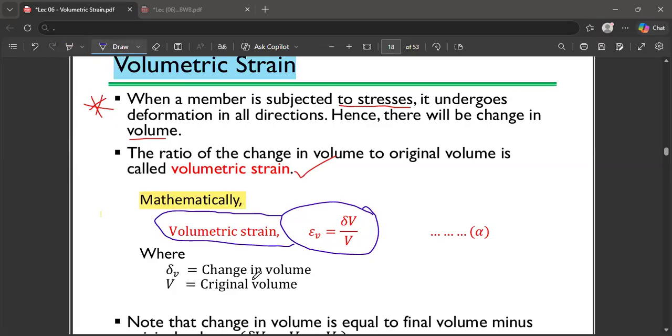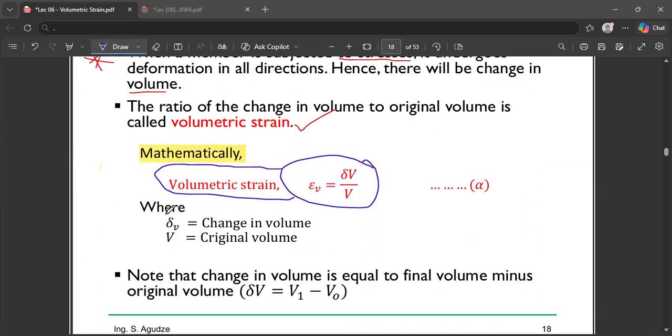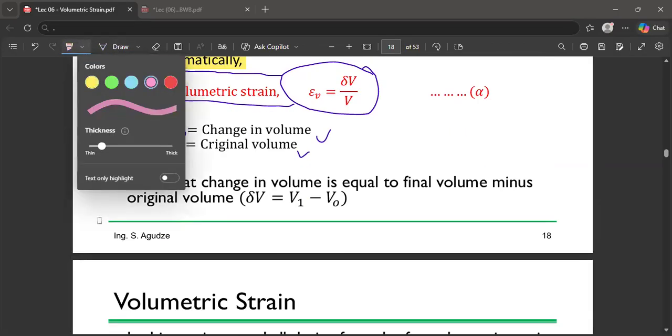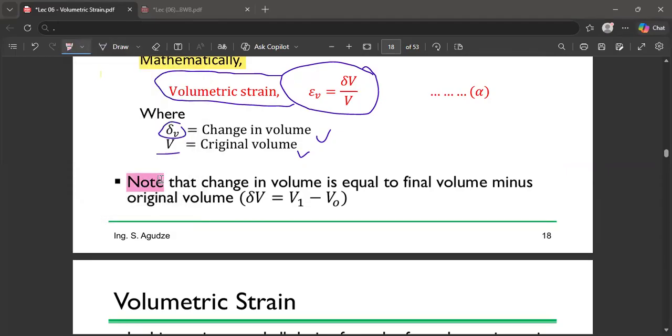Mathematically, we are saying that our volumetric strain is equal to the change in V over the original V, where delta V is the change in V, and V is the original volume. Please, and a very big please, I want each and every one of us to take note that change in volume is equal to final volume minus initial volume.